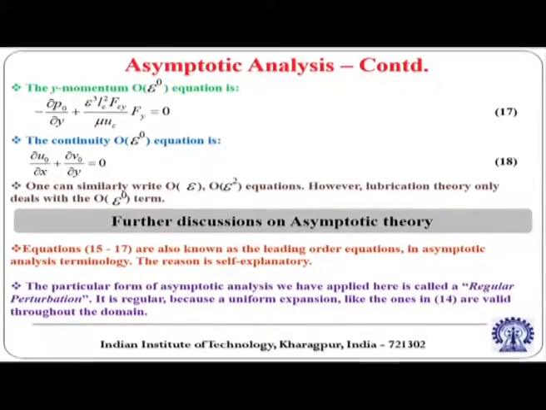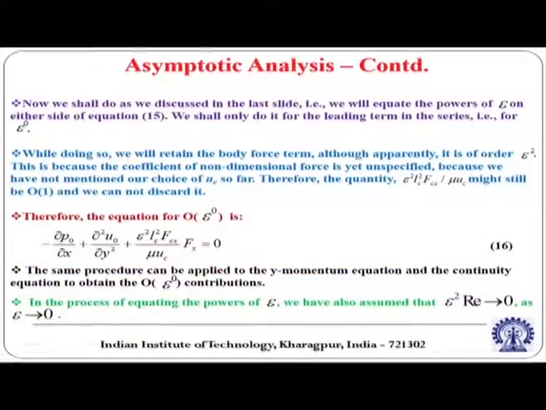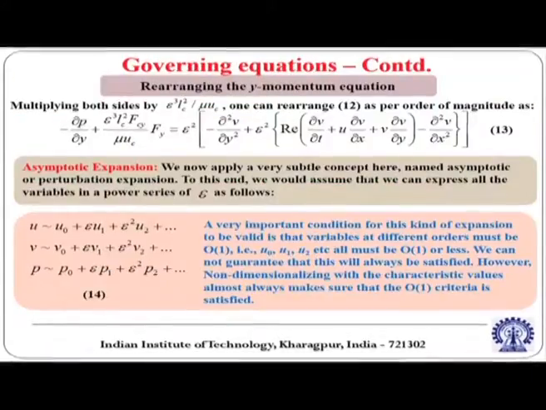This is some note on the asymptotic analysis. The particular form of the asymptotic analysis that we have applied here is called regular perturbation. There are different types of perturbations which are possible. This is called regular perturbation. It is regular because it is a uniform expansion, like the one in the previous equation number 14.